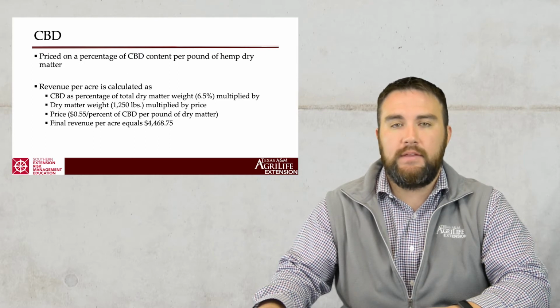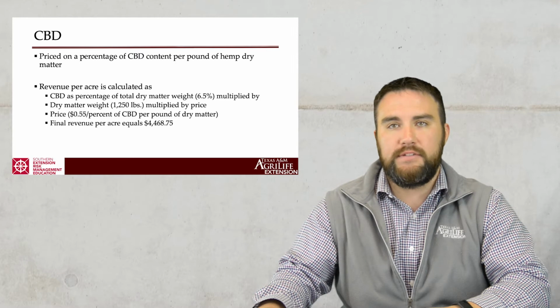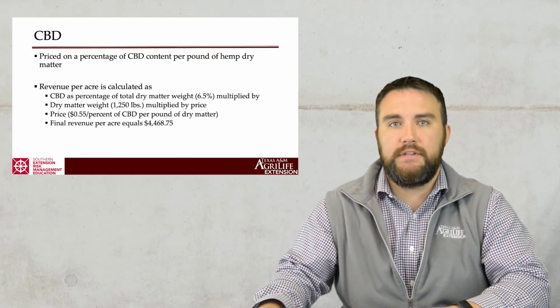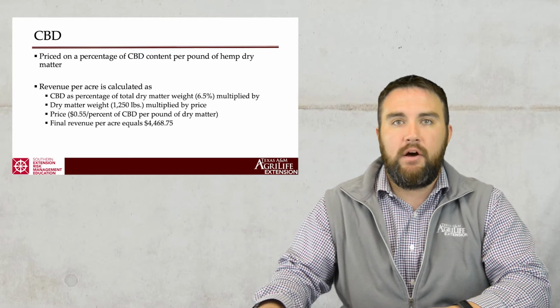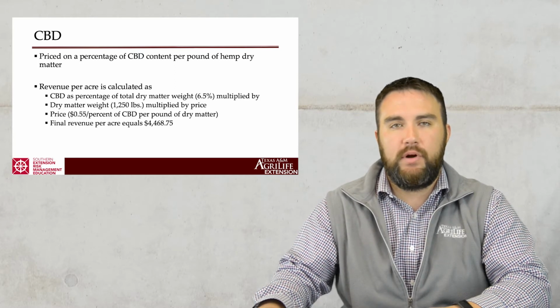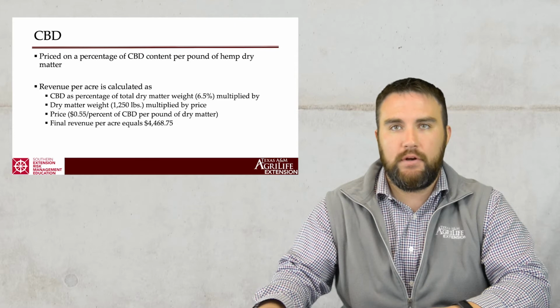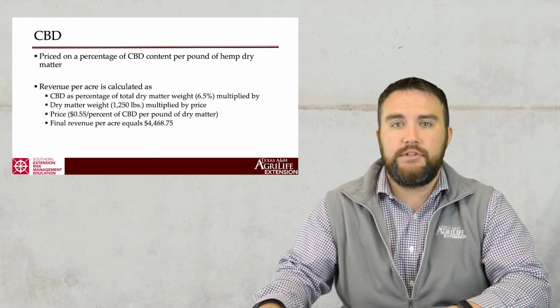So we would look at that in terms of revenue calculations on a per acre basis as CBD as a percentage of total dry matter weight, i.e. in our example 6.5% of total dry matter, multiplied by the dry matter weight, which we're going to consider at about 1,250 pounds, multiplied by the price, which we're going to say is about 55 cents per percent of CBD per pound of dry matter. All of that multiplied together yields us a final revenue per acre of $4,468.75.